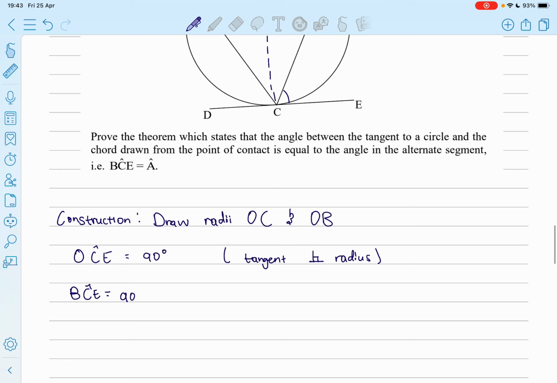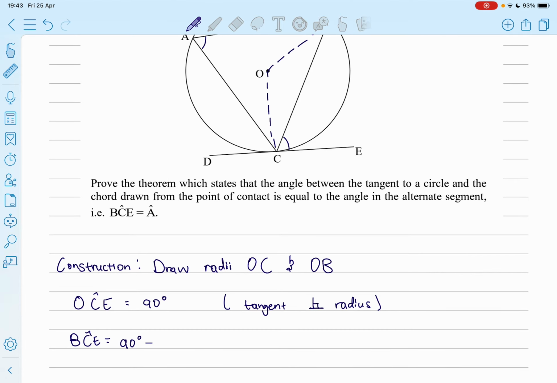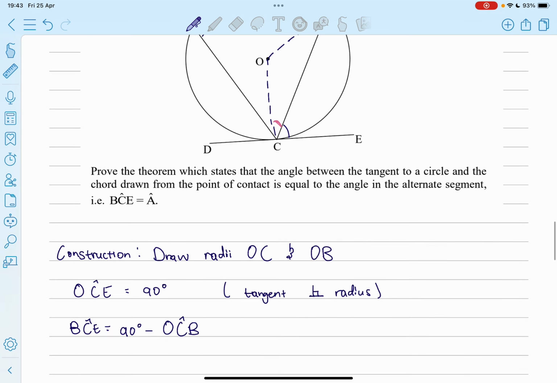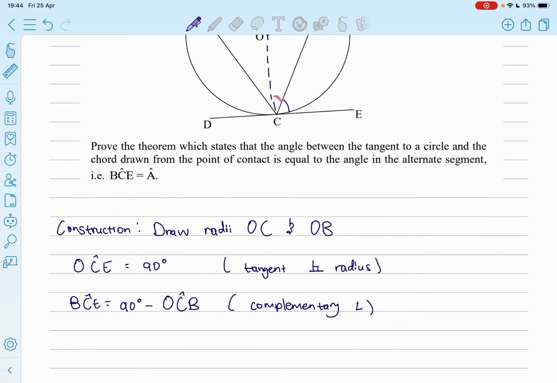So if that tangent is perpendicular to a radius, creating angle OCE, that means that we want to look at BCE. Therefore, it will be equal to 90 degrees minus the other angle. So let me highlight it in a different color. This small angle, which is OCB. And we can say that is because they are complementary angles. They add up to 90 degrees. I'm thinking of supplementary angles, which add up to 180.